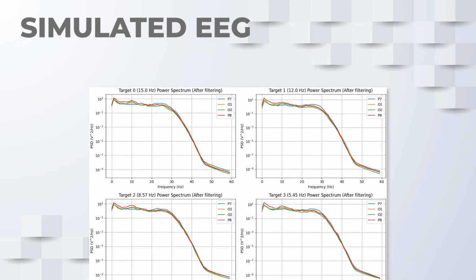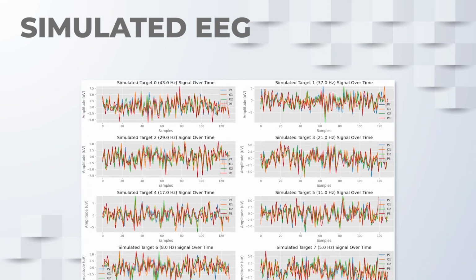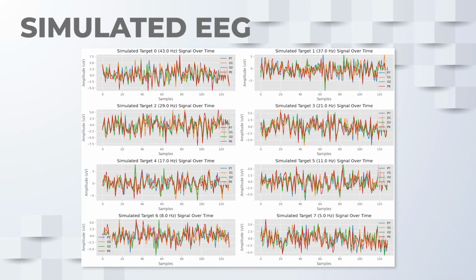To get around this problem, we decided to create VEP signals for each target frequency. These signals are sine waves with additive and multiplicative Gaussian noise along with some low frequency noise. Here are some examples of generated signals.